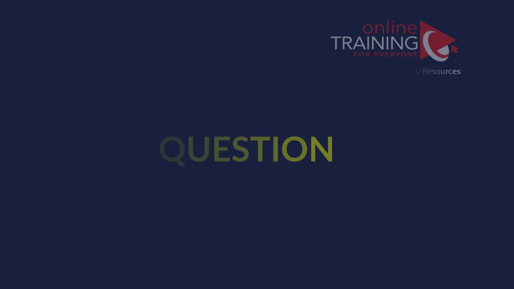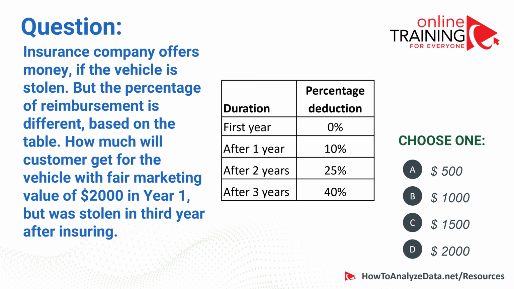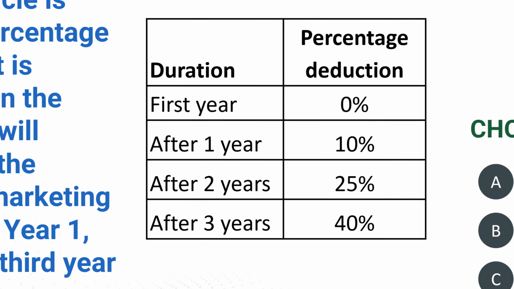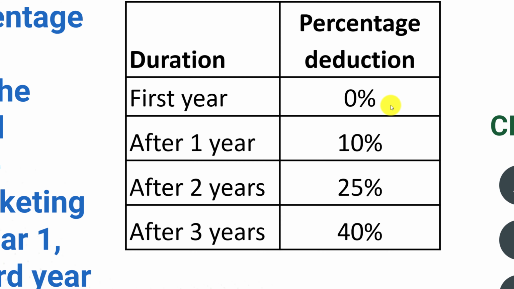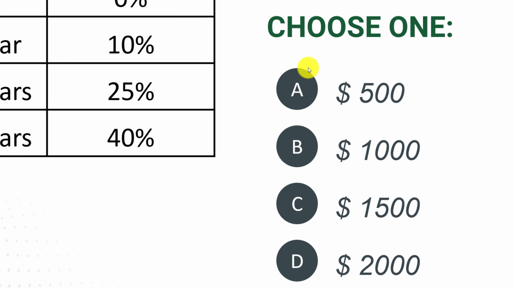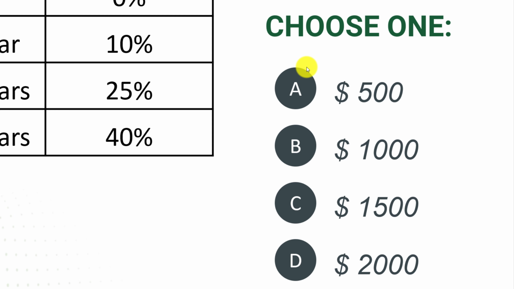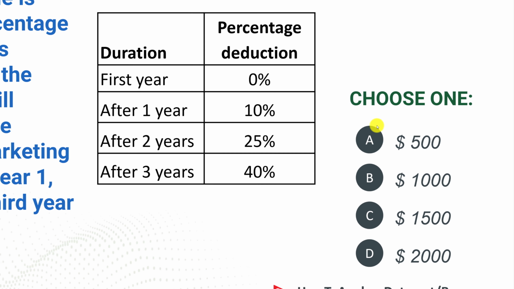Let's look at the question, which is frequently used when you're applying for the jobs with financial companies. Insurance company offers money if the vehicle is stolen, but the percentage of reimbursement is different based on a table. How much will customer get for the vehicle with fair market value of $2,000 in year 1, but was stolen in the 3rd year after insuring? You have a table, and it shows that percentage deduction in 1st year there is no deduction. After 1 year, there is a 10% deduction. After 2 years, 25%. And after 3 years, 40%. And you have 4 choices: $500, $1,000, $1,500, and $2,000. Which one do you think is right choice here?